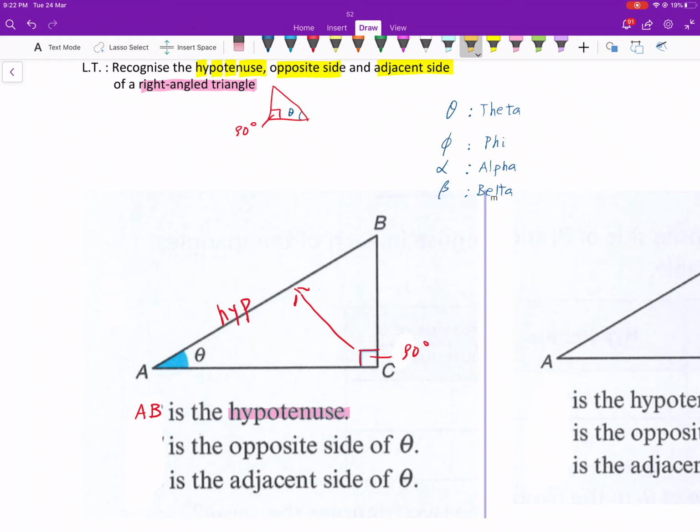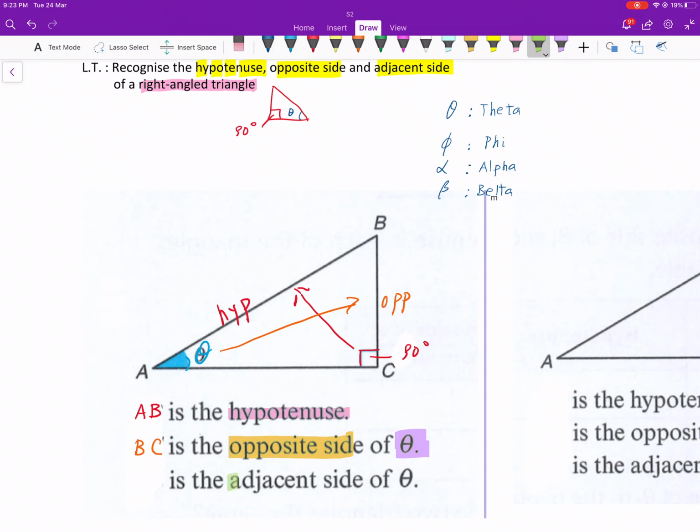And then we will recognize the opposite side of theta. So we have the theta here, and the side opposite to theta is the opposite side of theta. So BC is the opposite side of theta.